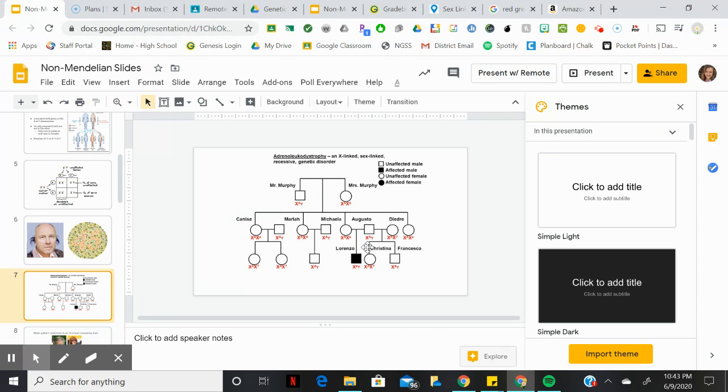So that's another reason why throughout the movie they say ALD boys. In order for a girl to have ALD, she'd have to get a bad X from her mother and a bad X from her father. But if her father had a bad X, that means he has ALD. So he wouldn't have lived past the age of 7, which means he wasn't having kids. So that's why it's only seen in boys.